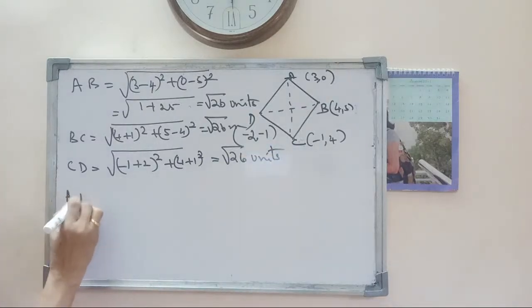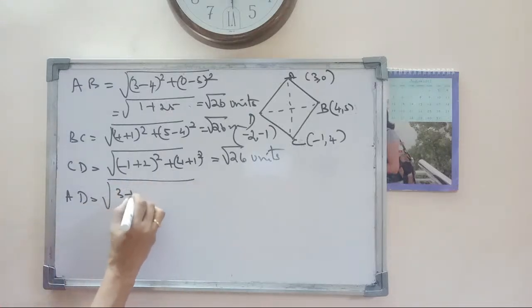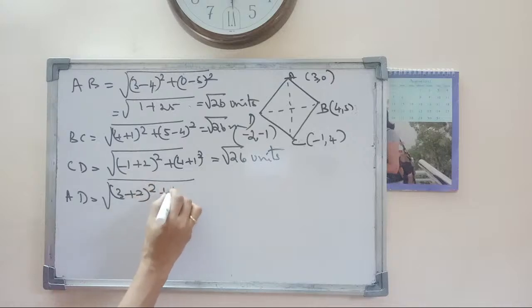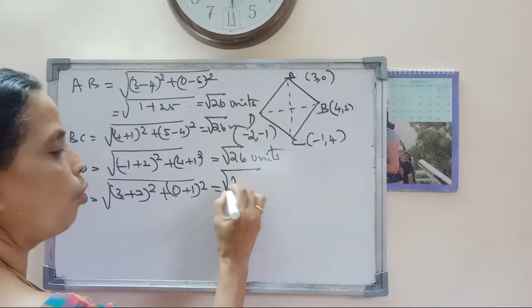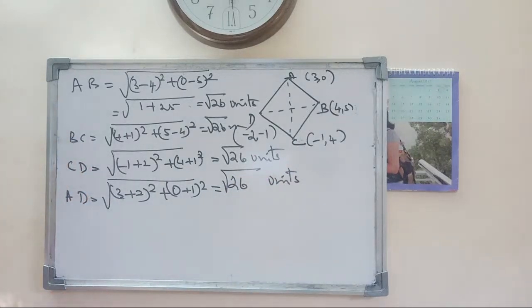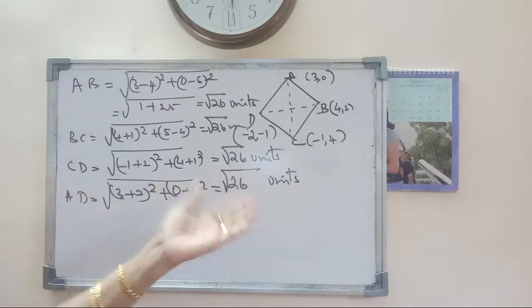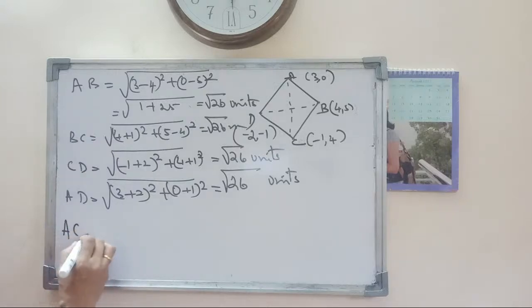Find out AD. It is root of 3 plus 2 whole square, 0 plus 1 whole square. So we have shown that all the adjacent sides are equal. Now to discriminate it from a square, if you show that the diagonals are not equal, your answer is yes, it is the rhombus vertices. So calculate the diagonal AC.